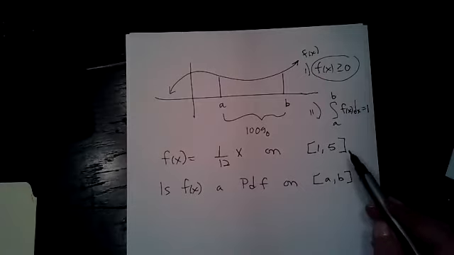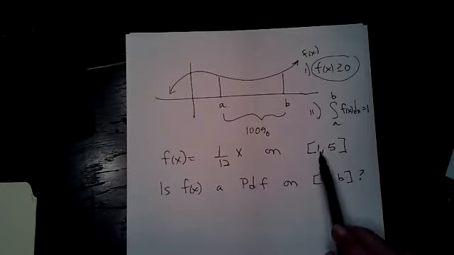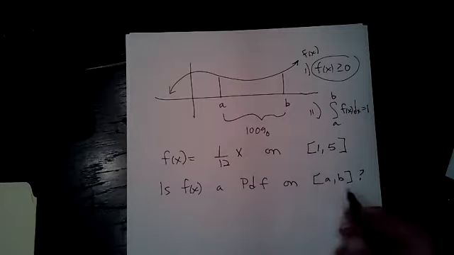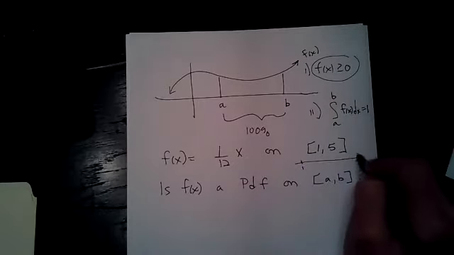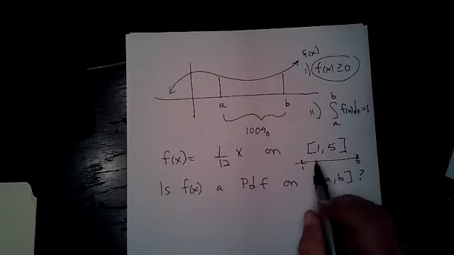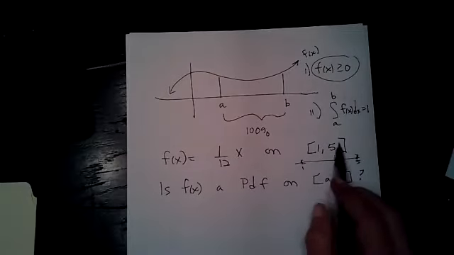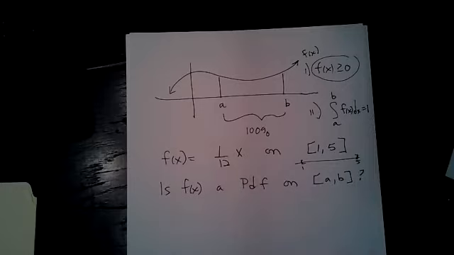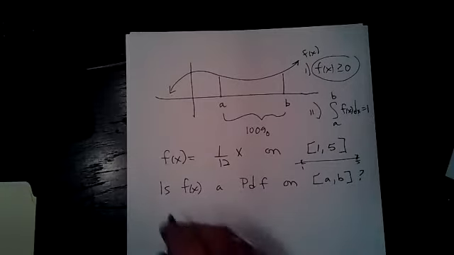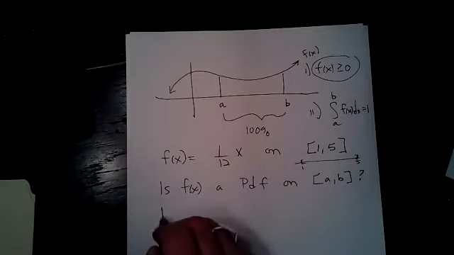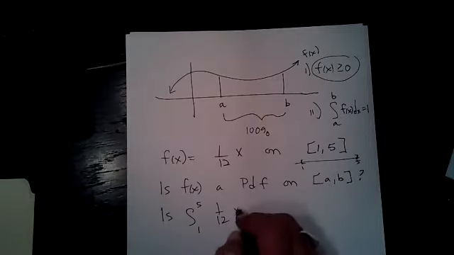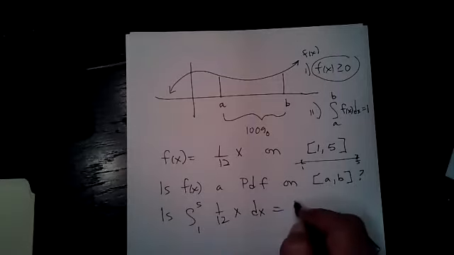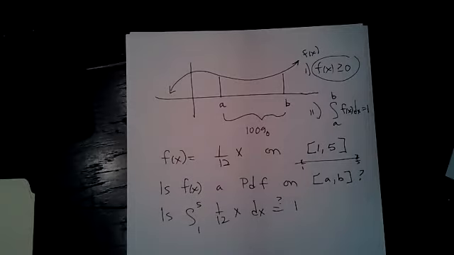But if we were doing this without a graphing calculator, you know that if you plug in any number, including 1 and 5, for x and multiply it by 1 over 12, it's always going to be positive. So that condition holds. But we would have to check, is the integral from 1 to 5 of 1 over 12 times x equal to 1? So we could check that.